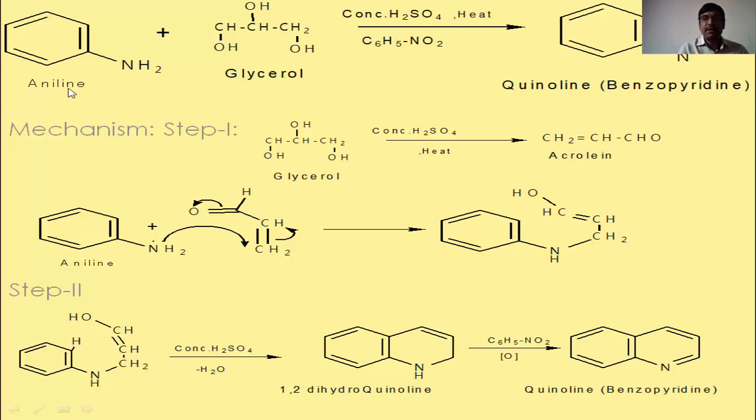This is the aniline, and here is the glycerol, here is concentrated H2SO4, here is the nitrobenzene, and we will get the benzopyridine or the quinoline. The first reaction happens between the glycerol and concentrated H2SO4, a dehydration reaction. After removal of the water molecule, we will get acrolein, an alpha-beta unsaturated aldehyde. This alpha-beta unsaturated aldehyde will undergo addition like a Michael addition.